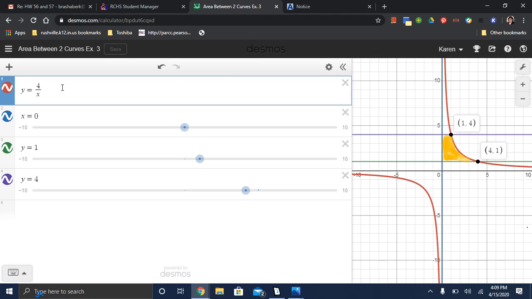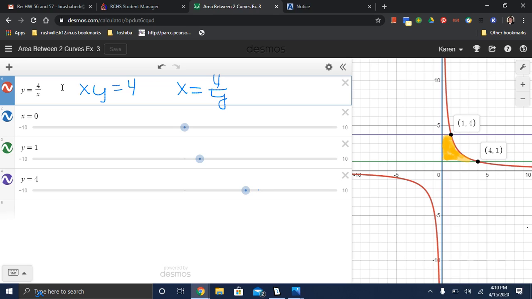So the first thing I'm going to have to do is take my equation y equals 4 over x and solve it so that it's x equals. So I can quickly multiply both sides by x and then divide by the y so that I get x equals. It would be the exact same graph, but now we've got it in terms of x equals.